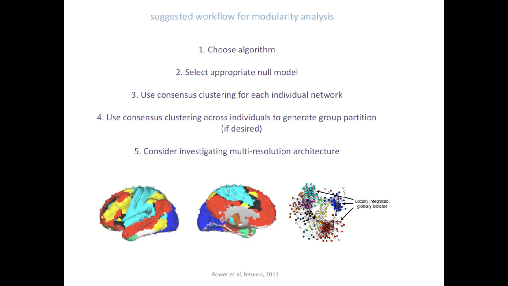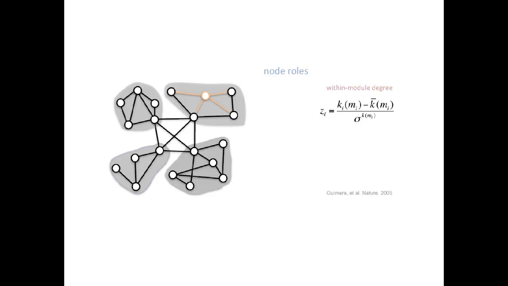Once you can do that, you can generate results such as these. This was a study from Jonathan Power a few years ago where they tried to ask what the modules or subsystems of the brain are. Using these techniques, they're able to pull out things that correspond with the results you get from a lot of other techniques such as ICA. You can see the default mode network in red, sensory motor network in blue, frontal parietal system in yellow, and so on.